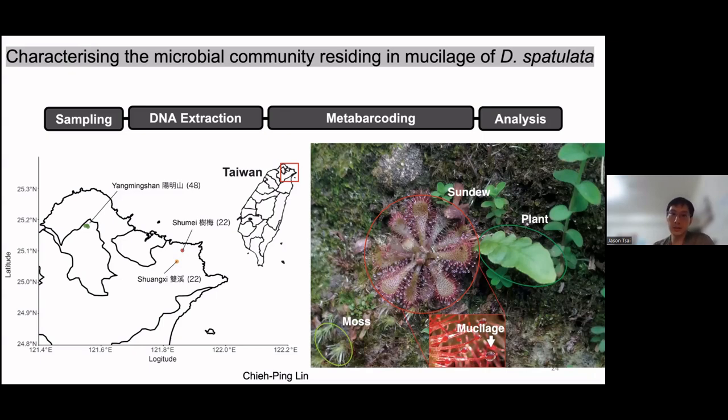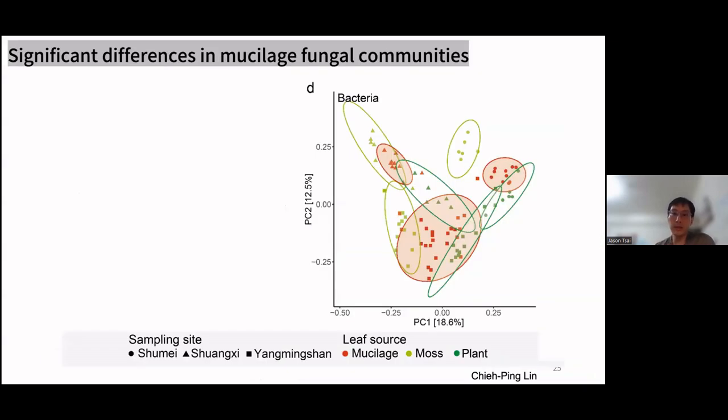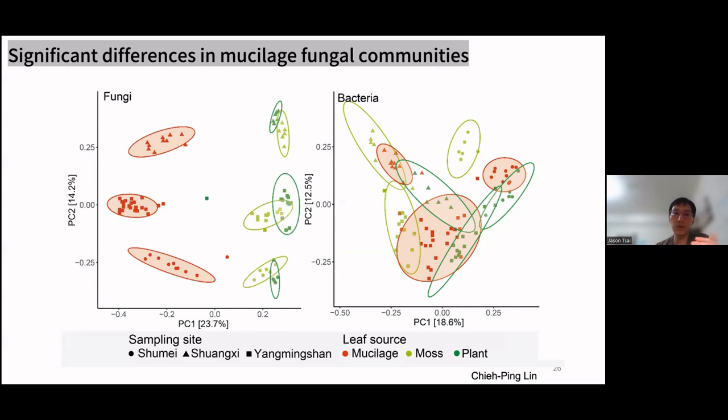So our analysis revealed overlapping bacterial communities between the Drosera mucilage, as shown in the red dots, and the surrounding plant surfaces, as shown in the green dots, indicating there's really no significant overall bacterial differentiation between the mucilage and the surrounding environment. However, the fungal communities show a clear separation, as shown in the horizontal axis, indicating significant differentiation in the fungal community.